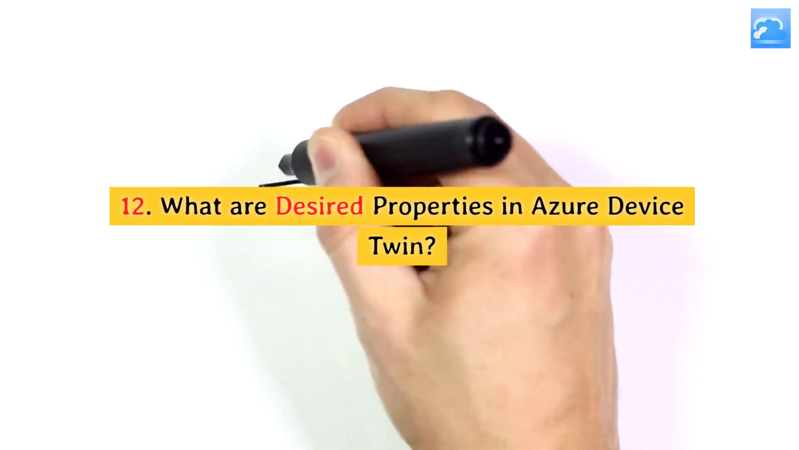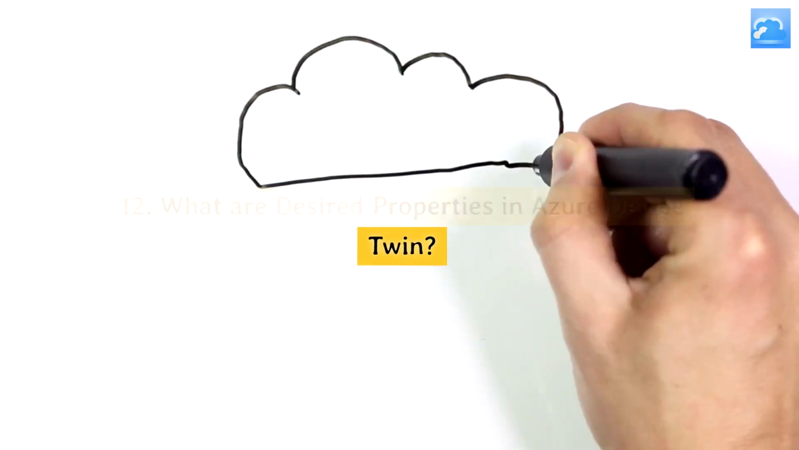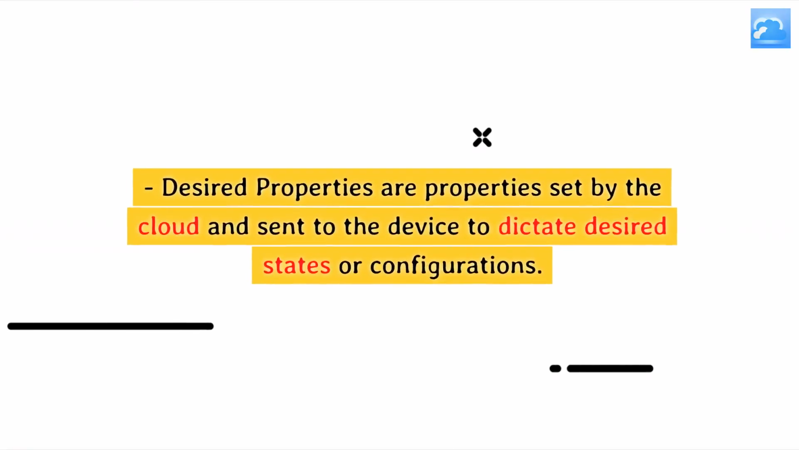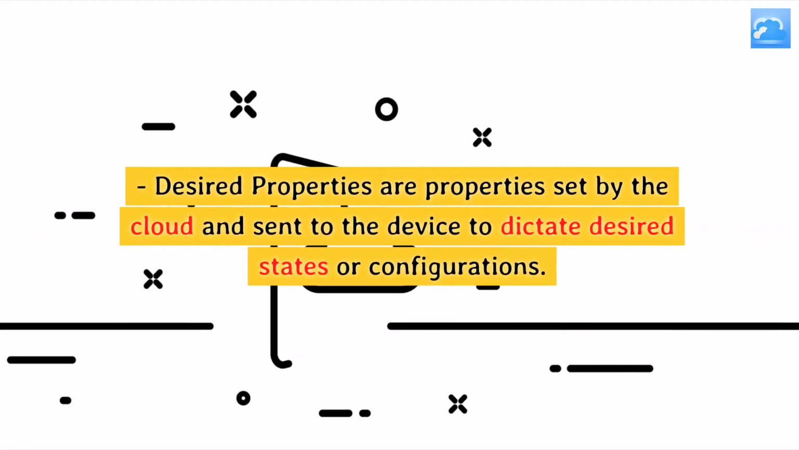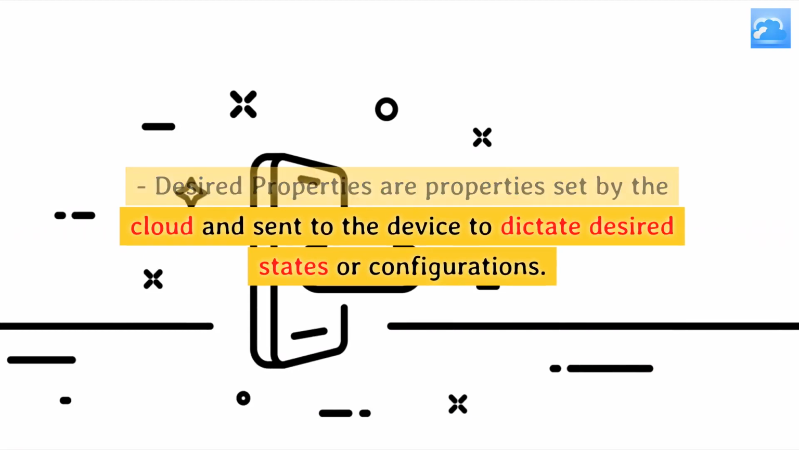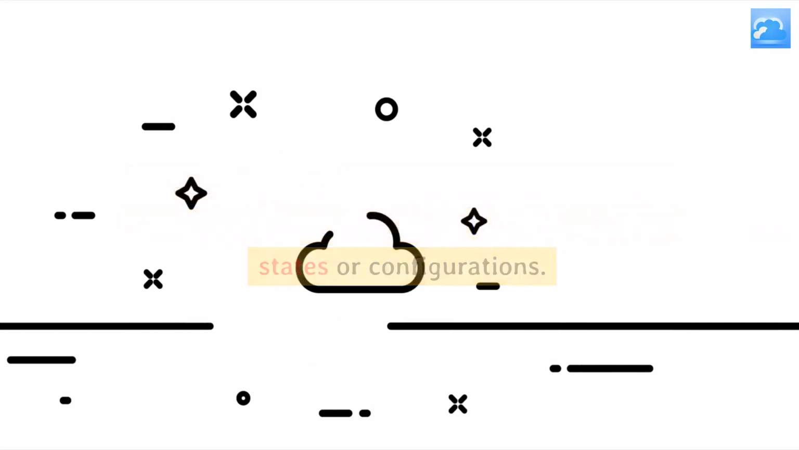12. What are desired properties in Azure Device Twin? Desired properties are properties set by the cloud and sent to the device to dictate desired states or configurations.